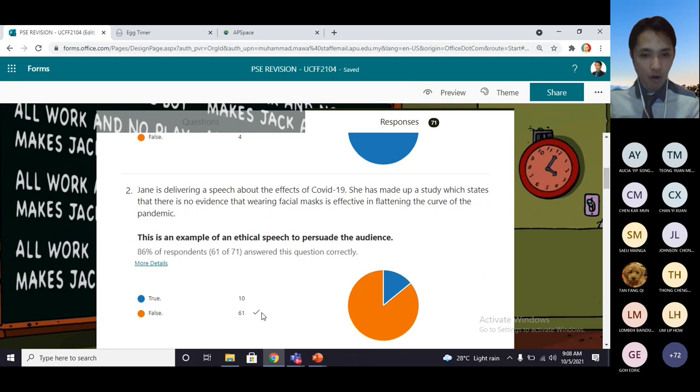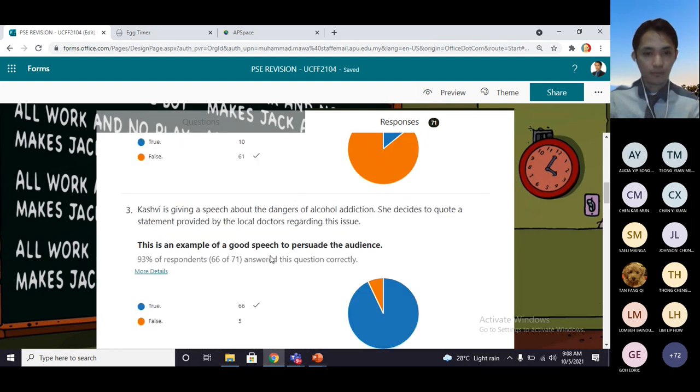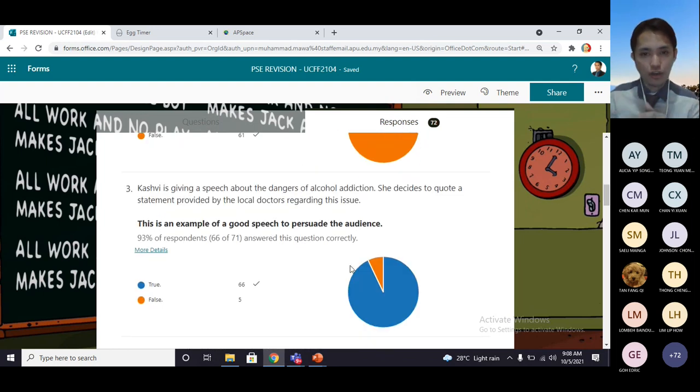So in this case, the answer is false, because it is going to be persuasive, but it's going to be highly unethical, because this is false information. No matter where you go now, a lot of experts are saying wearing a mask is effective. Even right now, I assume all of you are vaccinated, maybe one dose or two doses. You still have to wear masks even if you go out, because it's highly effective to protect you from COVID-19. So the answer here is going to be false, because it's unethical. Okay, so here some of you got it wrong.